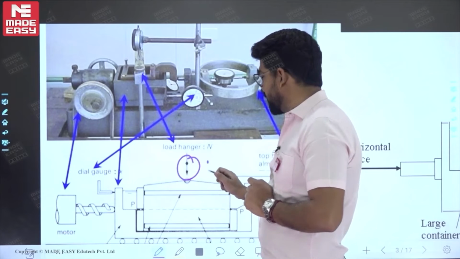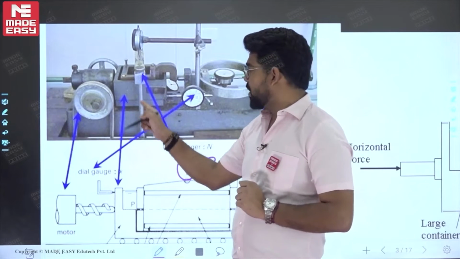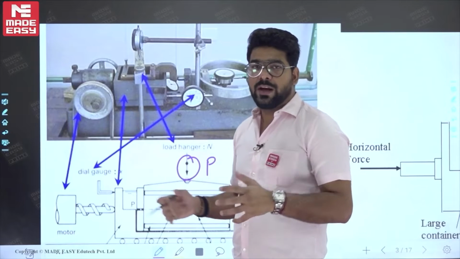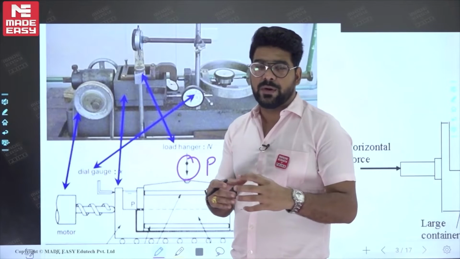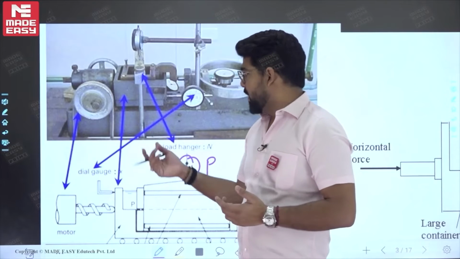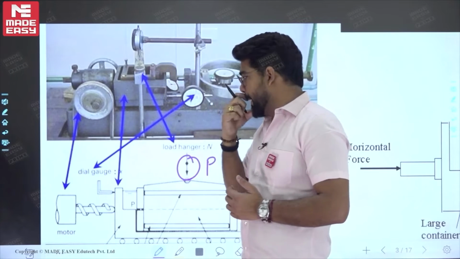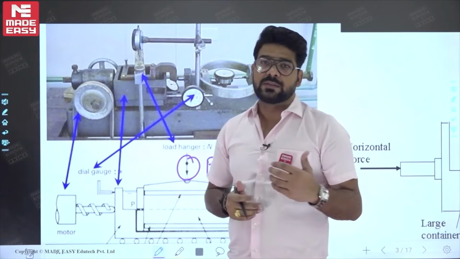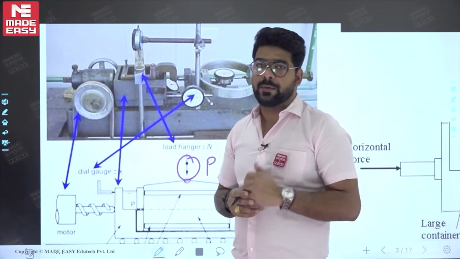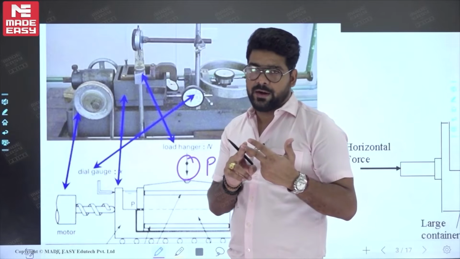This normal force is capital P. How will we apply it? This is the load hanger. On this load hanger we will place some load like 10 kg, 15 kg, 20 kg, and by this load we get the normal pressure. Now, due to this there will be development of excess pore water pressure, and there may be a drained condition or an undrained condition.